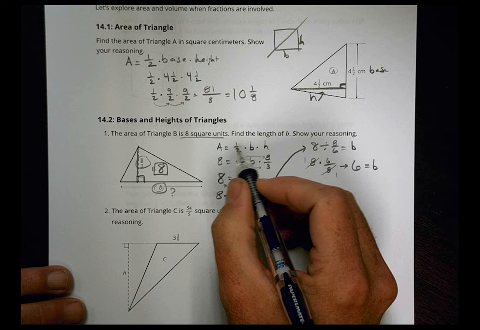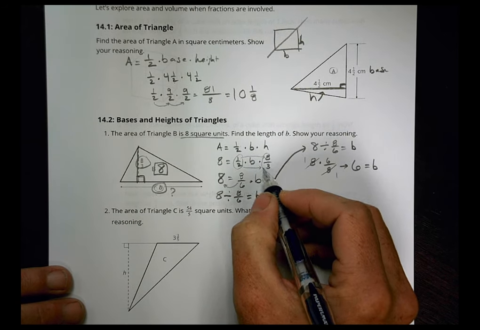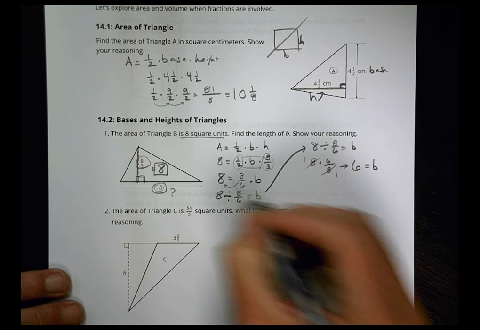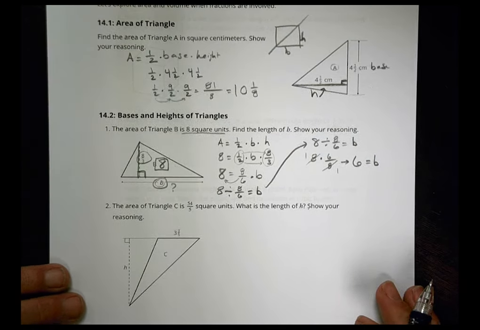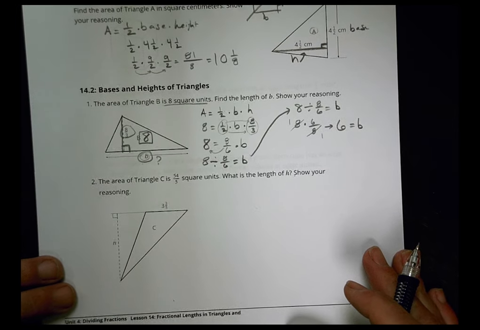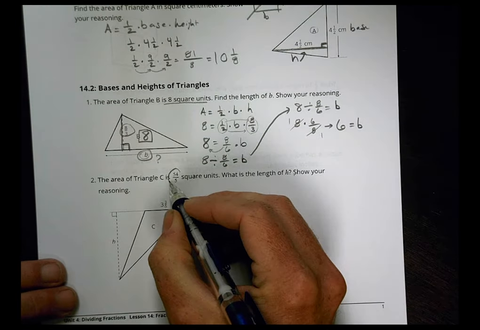Instead of just saying 2 of them, we have 3. But I just combined my half and my fraction first before I moved things around. That made it a lot easier for me. That was my choice for how to do that. Are there other ways? Yes. That's what I did. Okay, the area of this one is 54/5.